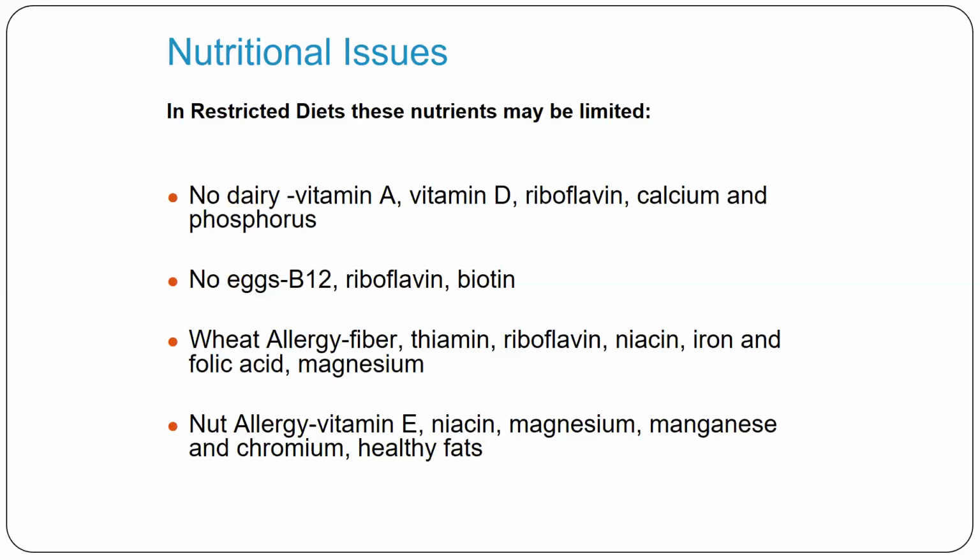Nut allergies, this always sort of drove me crazy that I couldn't give my kids peanut butter and other things like that, which has so much nutrition in it. So think about vitamin E, niacin, magnesium, manganese, chromium, and healthy fats. I often used seeds and soybeans, flax seeds, chia seeds. All of those things provide a lot of the same nutrients and tend to not be allergenic.